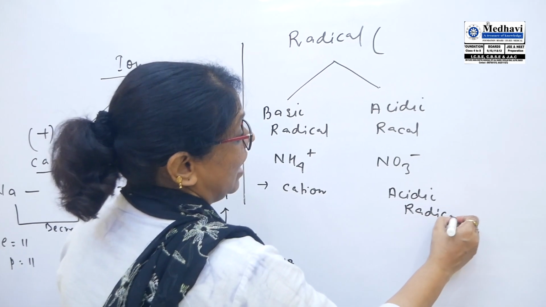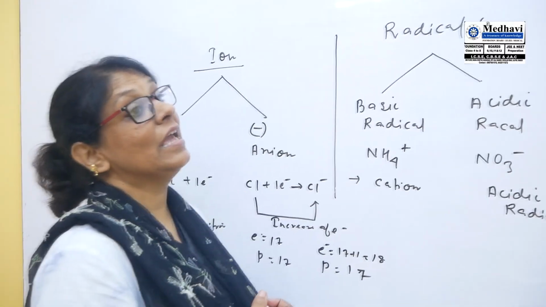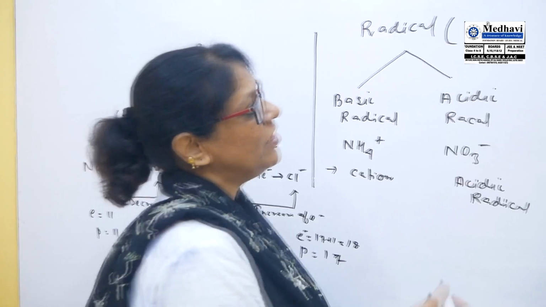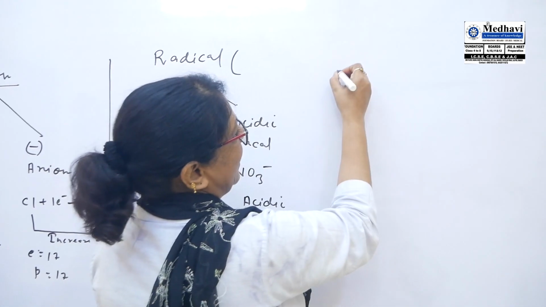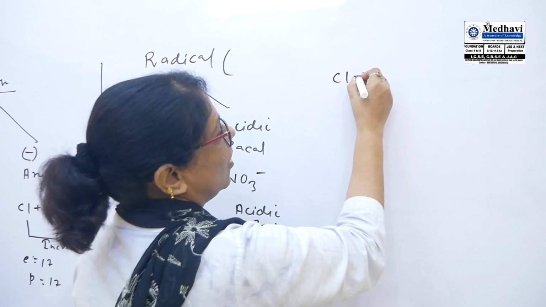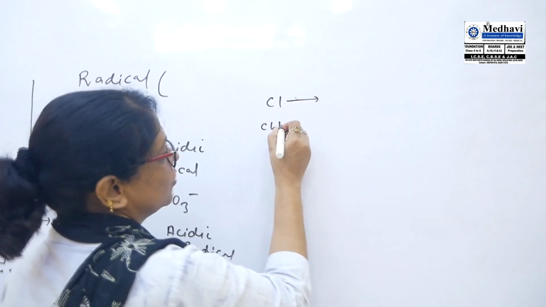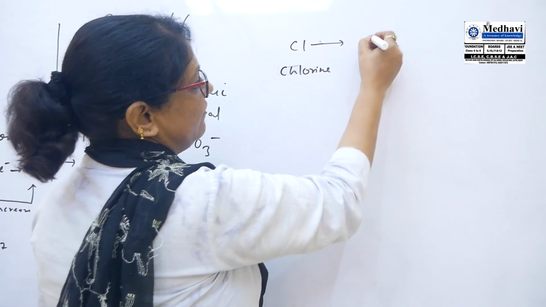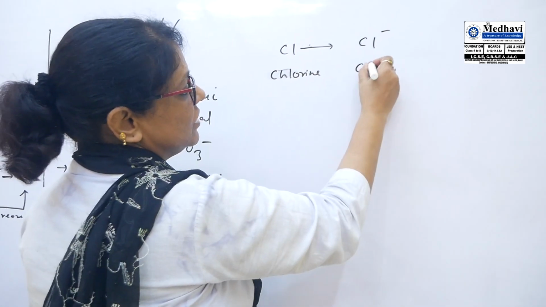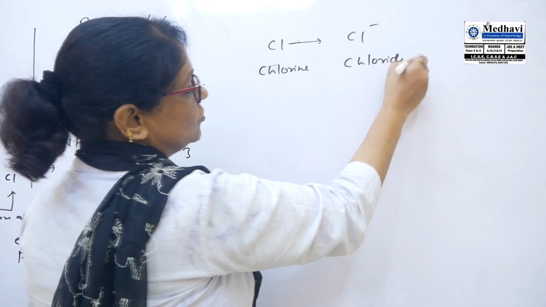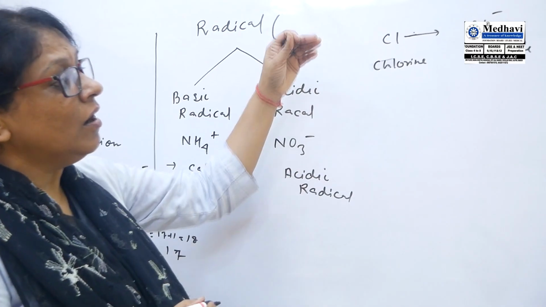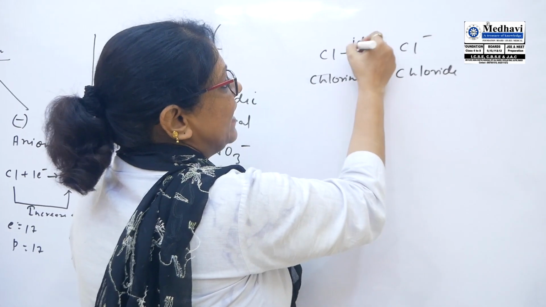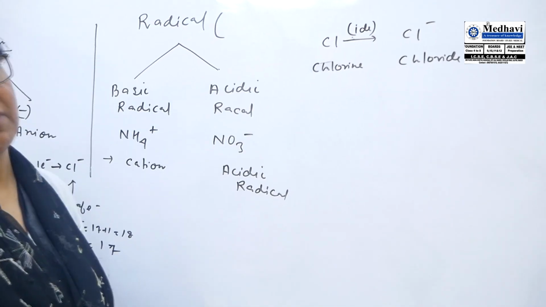Now there is a question: how do we name ions or radicals? Whenever we name an atom or ion, suppose Cl, the atom is called chlorine. But when we convert it into the minus ion, it is called chloride. So to convert an atom into an ion, we add the letters IDE in the name.